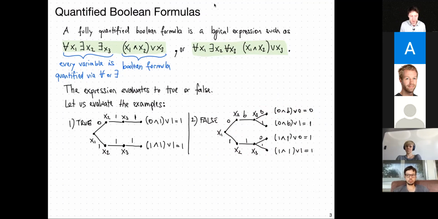Is it clear how fully quantified Boolean formulas operate? Okay, we're just basically asking at each branch whether one of the two sub-branches evaluates to true, or both of them, and you recursively evaluate it all the way up top. Okay.